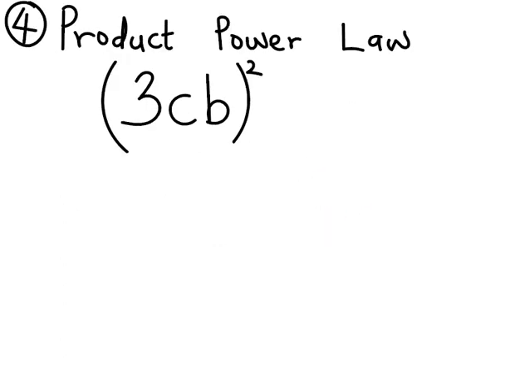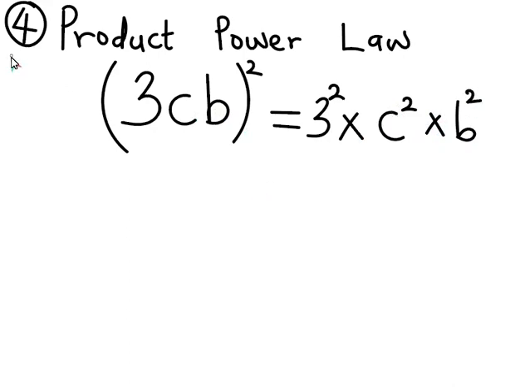Okay, we also have the product's power law. When the product of different factors is raised to a certain power, in a bracket, the power is distributed over each factor in the bracket. So the power is distributed over 3, C, and also B. So what we're trying to say here is we have 3 raised to the power of 2 times C raised to the power of 2 times B raised to the power of 2.